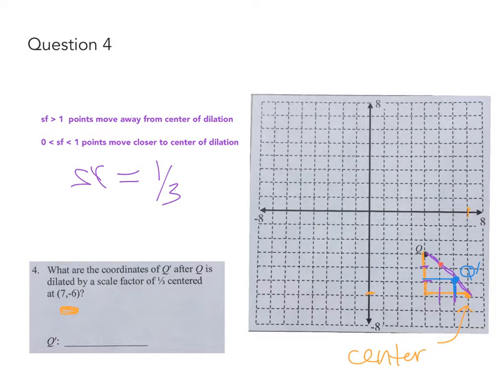All right, so this is the point for Q prime. If we look, the distance from Q prime to the center is now going over 1, up 1, and this distance is like the square root of 2 units. So that distance is 1/3 of the original distance. So our answer for Q prime for its coordinates is going to be 6 is our x coordinate, comma, let's see, -1, 2, 3, 4, 5. So 6, -5.